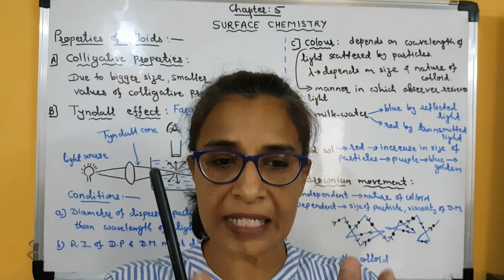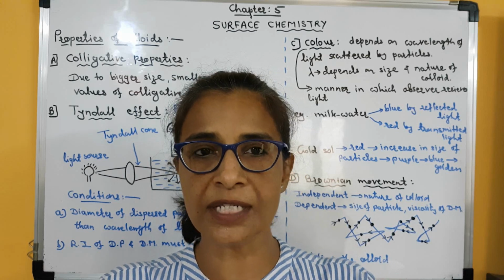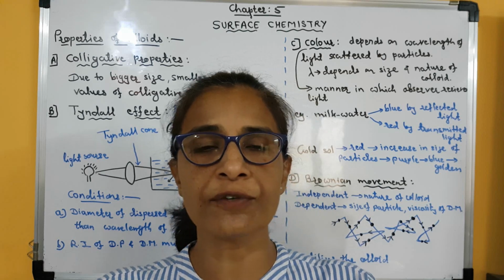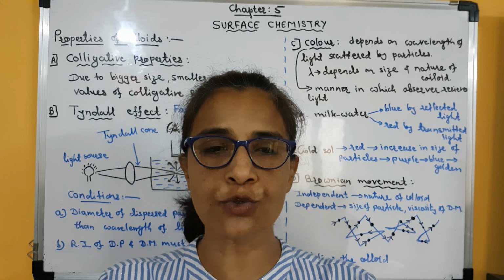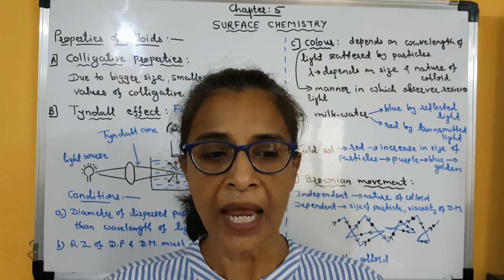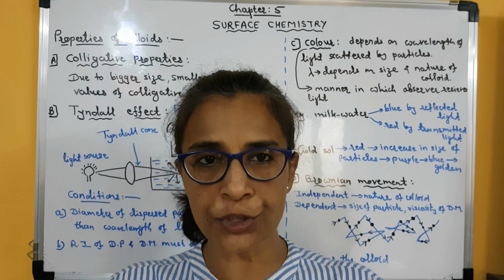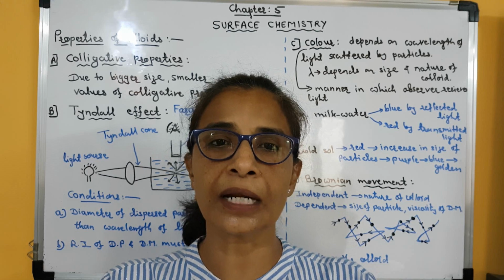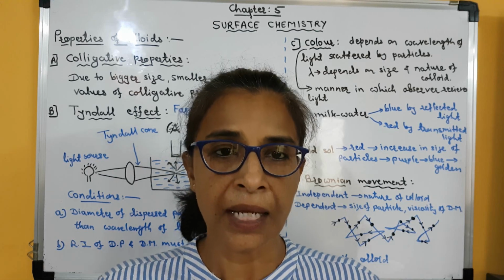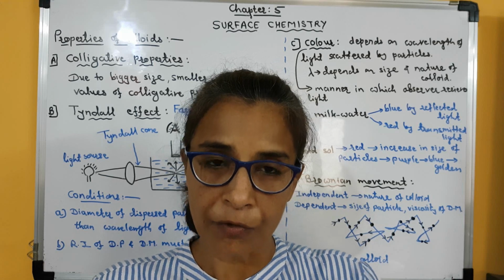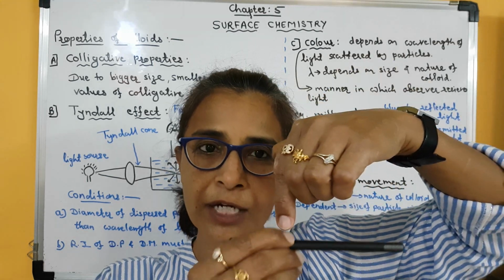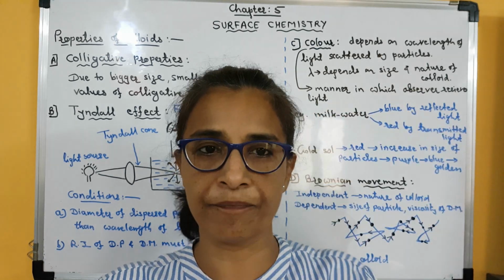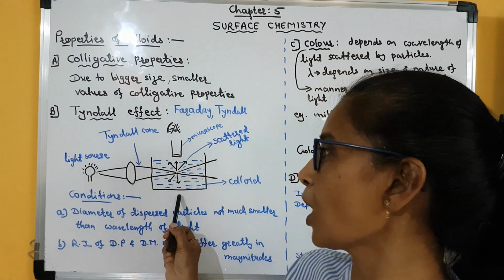When this solution is taken in a glass vessel and kept in the dark, and if the light is focused on this true solution, the homogeneous solution, then if we see the solution in the direction of the light, the solution will appear clear or transparent. But if we observe the solution from the direction perpendicular to the light, then this solution will appear perfectly dark. But suppose we take the colloidal solution.